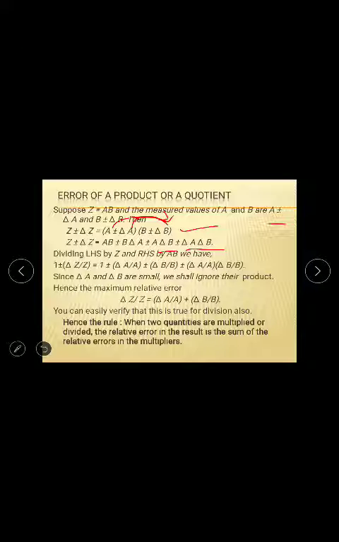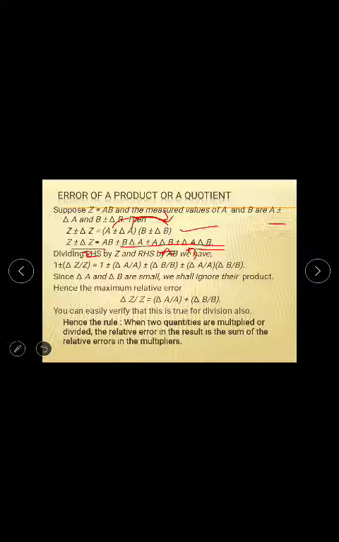What we have to do? Divide LHS by Z and RHS by AB. If you do it, what are you getting? Just see, Z upon Z is what? 1. So we have taken here 1 plus minus as it is, delta Z upon Z. See, delta Z upon Z is equal to AB upon AB. It is 1. So 1 plus minus B into delta A divided by AB. Which term gets cancelled? B is cancelled.